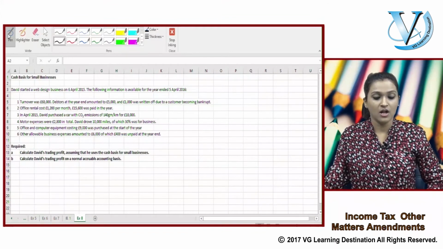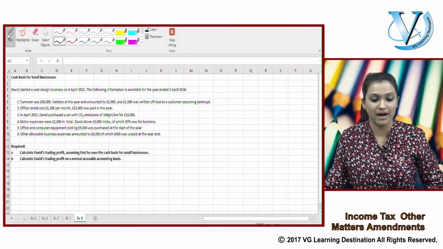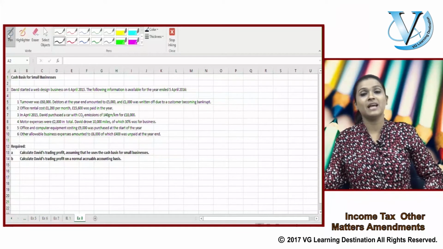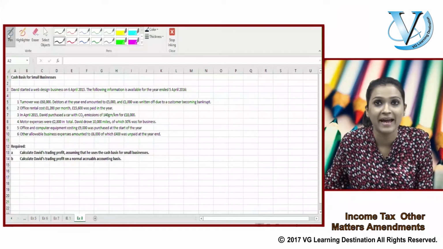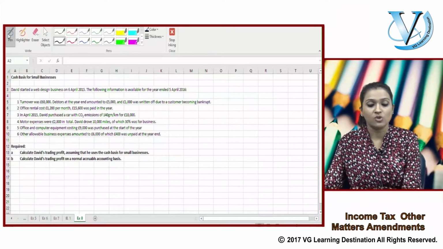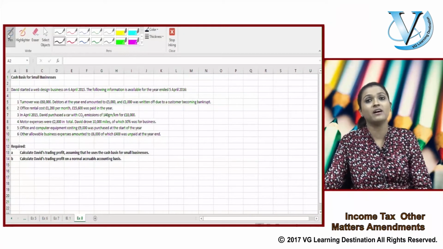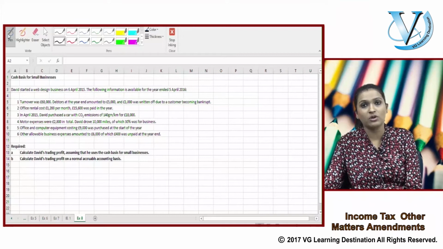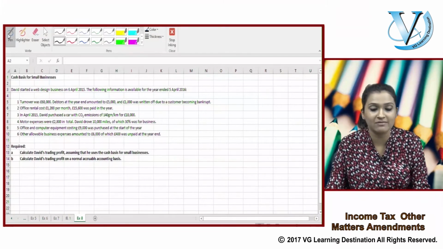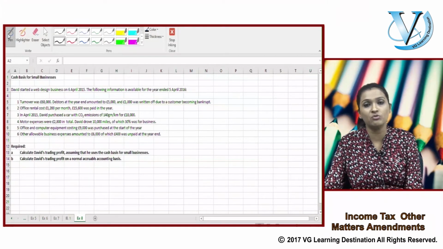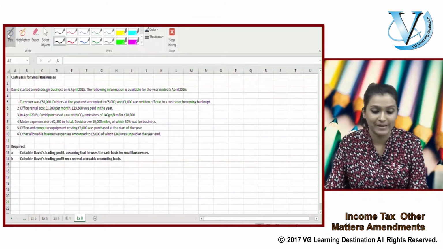Office rental cost £1,200 per month. 15,600 was actually paid during the year. So even if it was 1,200 multiplied by 12, 14,400 for the entire year, the actual cash outlay is how much? 15,600. So this is what you're going to deduct in your cash basis.